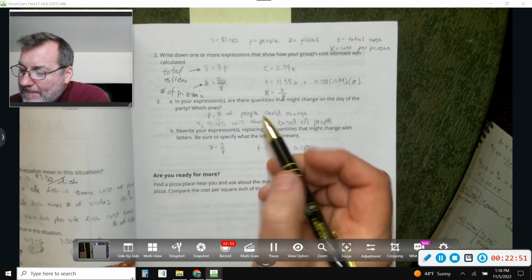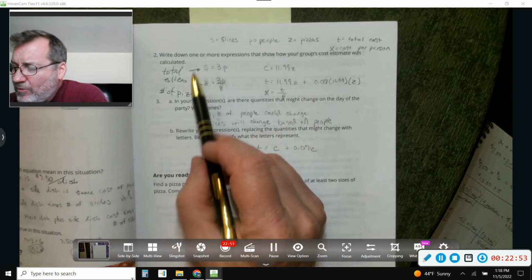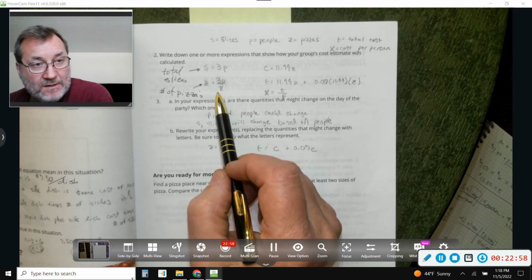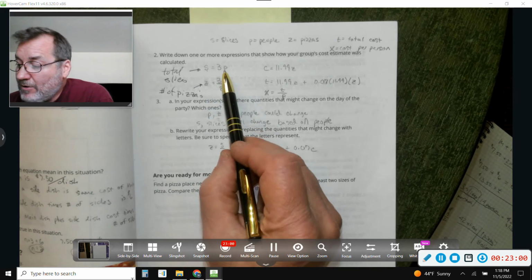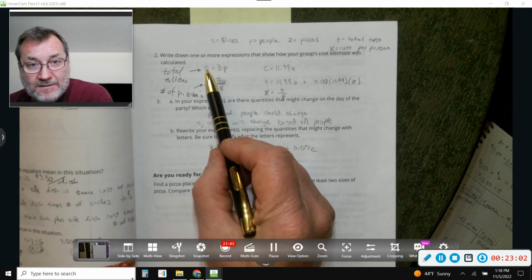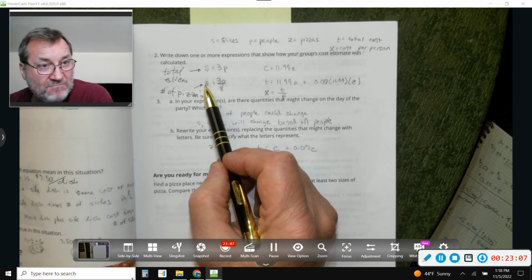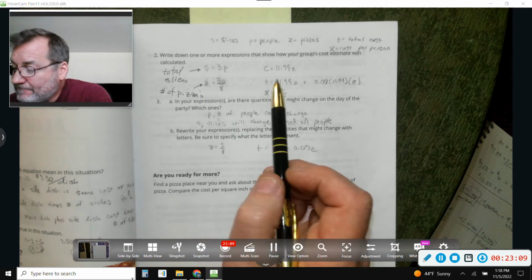All right, and so there's some more expressions that you could use to calculate this. There's any number of ways to calculate this, but this is a good one. You go from people to slices, and then slices to number of pizzas. You have to have some kind of mechanism to figure that out.